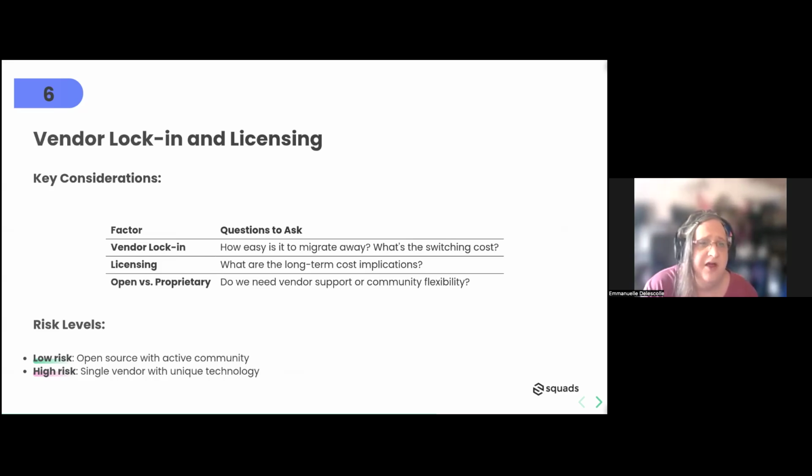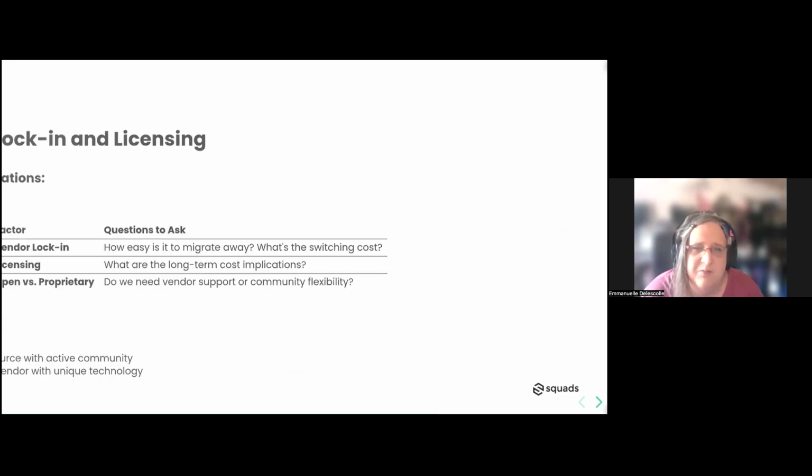There's also open versus proprietary. Oftentimes, proprietary solutions will have better support, flexibility, and things like that. While open source, unless it's backed by a company, is going to have highs and lows, where you need to check the health of the community and whether there are resources, documentation, that kind of thing, and whether all of that is available.